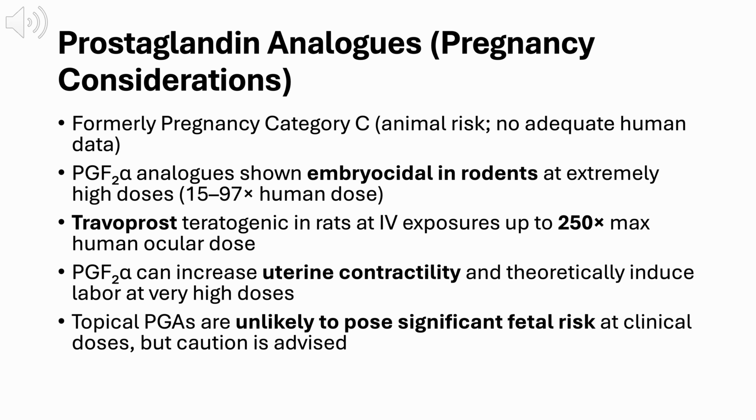Similarly, travoprost was teratogenic in rats at intravenous exposures reaching up to 250 times the maximum human ocular dose. At pharmacologic extremes, prostaglandins can increase uterine contractility, raising theoretical concerns about inducing labor if systemic exposure were significant. However, at typical ophthalmic doses, systemic absorption is minimal, and topical PGAs are unlikely to pose significant fetal risk.